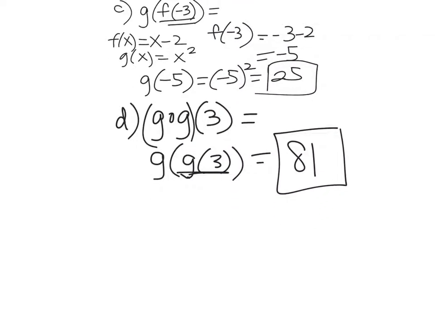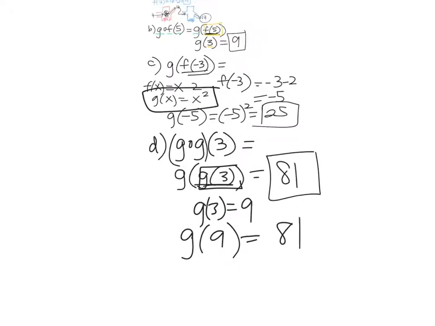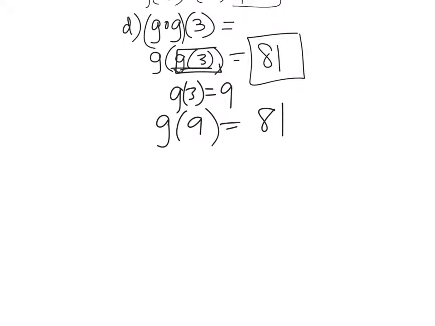g of g of 3. So 3 goes into function g, which is right here, and it gets squared. So g of 3 goes in, you get 9. Then I have to go and plug 9 into function g, and 9 squared is 81. You do it twice. All right, so let's move on to part C now.